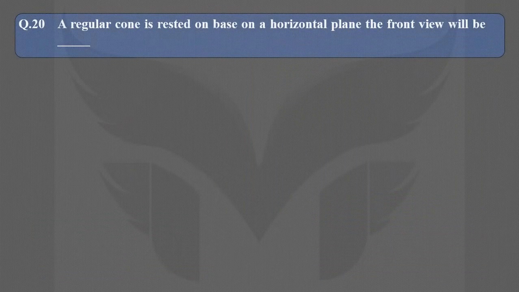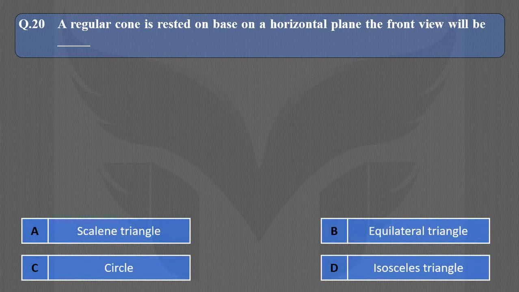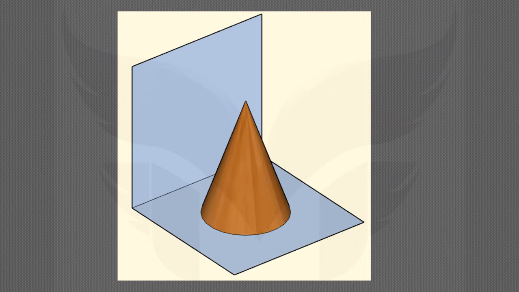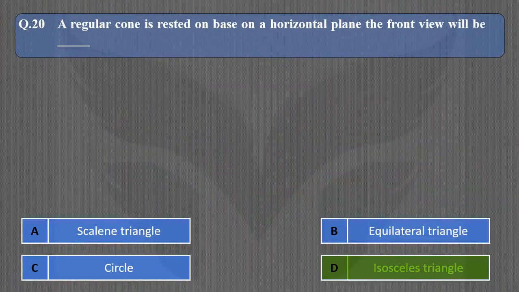Next question. A regular cone is rested on its base on a horizontal plane. The front view will be, and here are the options. If a cone is resting on HP and we are looking at the cone from the front view, then it will appear as a triangle. More specifically, it will appear as an isosceles triangle. Hence, the correct option is D.